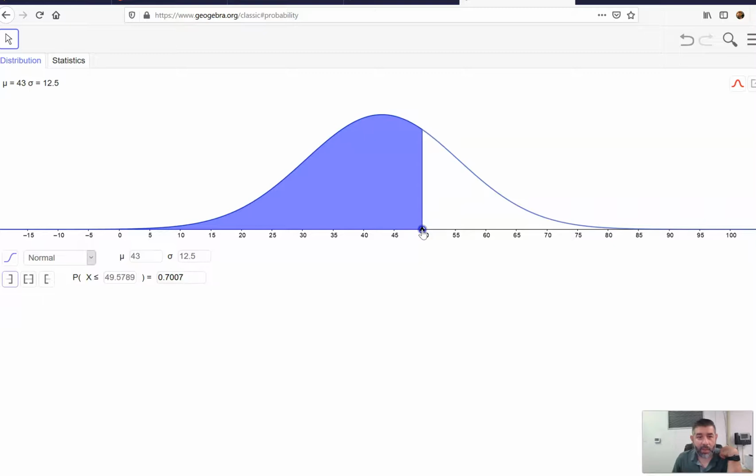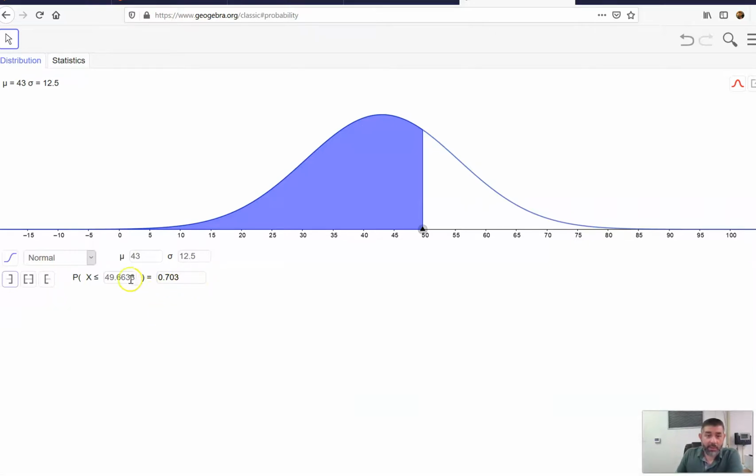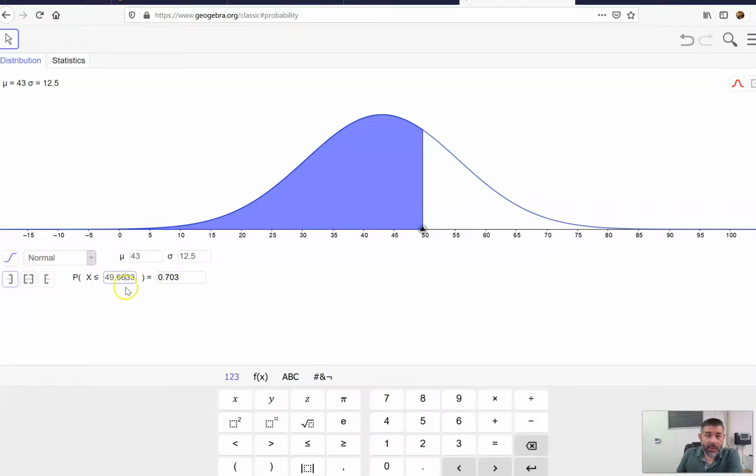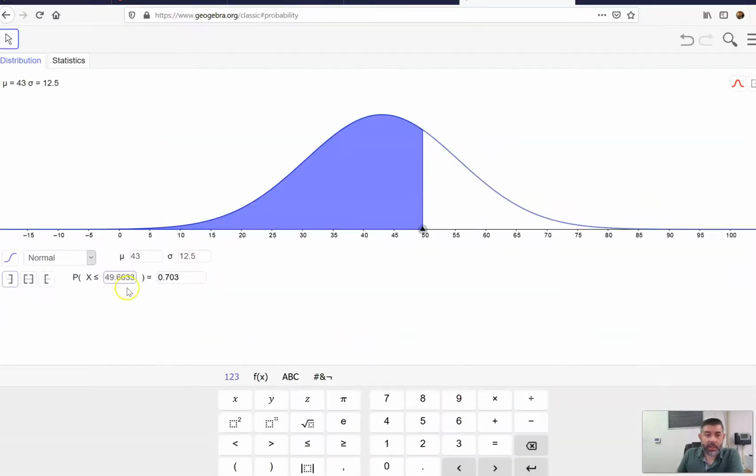All right, so I've got right about there, 7.703. Let me see if it lets me put a 0 in here. Nope, it doesn't. All right, it looks like it's about 50. What do I end up with here? 49.5. Okay, what did I get? 49.66. Let's try to get as close to 70 as possible.